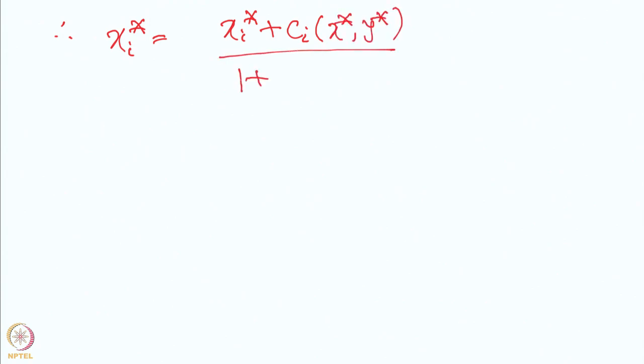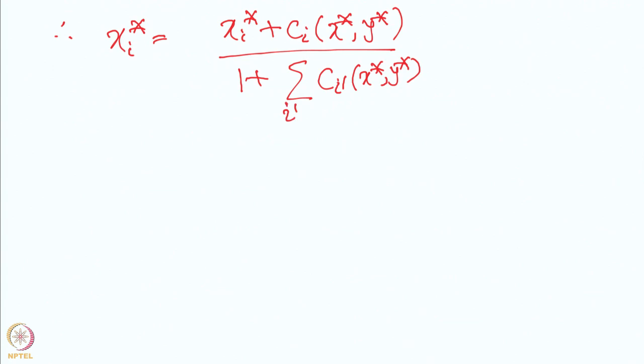Brouwer fixed point theorem now gives a point x star and y star such that f of x star, y star is the same as x star, y star. Therefore, what we have is that x_i star is the same as (x_i star plus c_i of x star, y star) divided by (1 plus summation c_i' of x star, y star). So let us look at this very carefully.